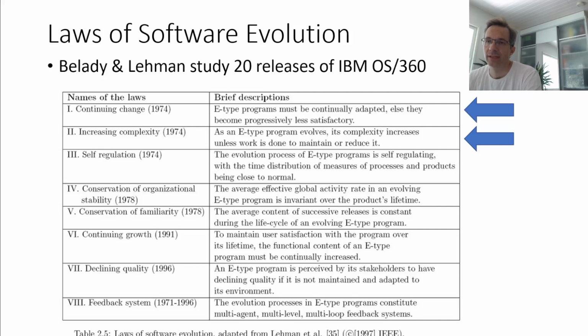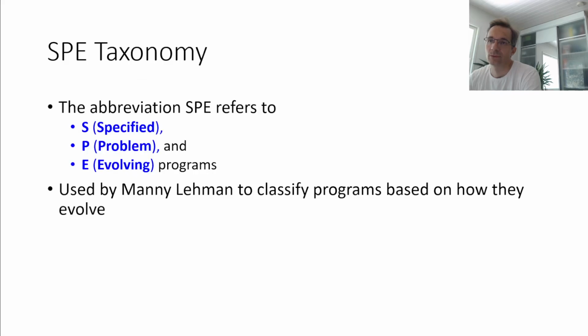So some of you might have already figured out that the laws of software evolution do not apply to all types of systems. And this was also discovered by Belady and Lehman, and as they state in the laws, they only apply to E-type systems. So what are these E-type systems? Let's have a look. So we have the SPE taxonomy, which stands for specified, problem, and evolving. And the laws of the previous slide only apply to the E-type systems, or to the E-type programs.